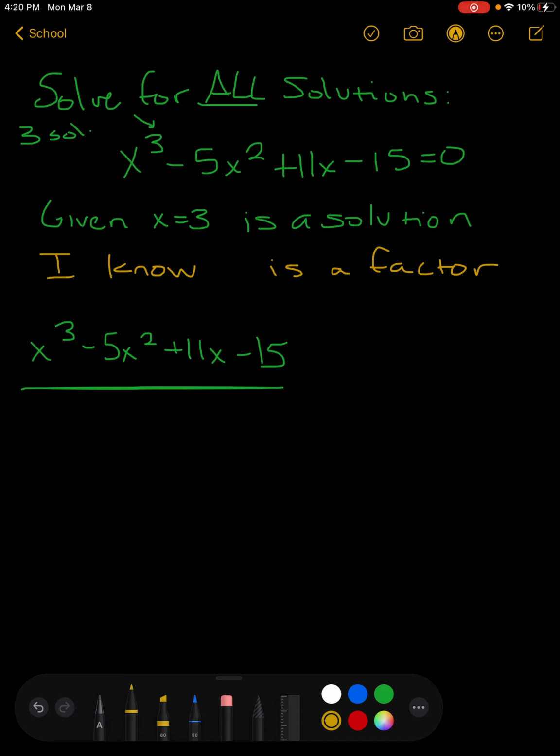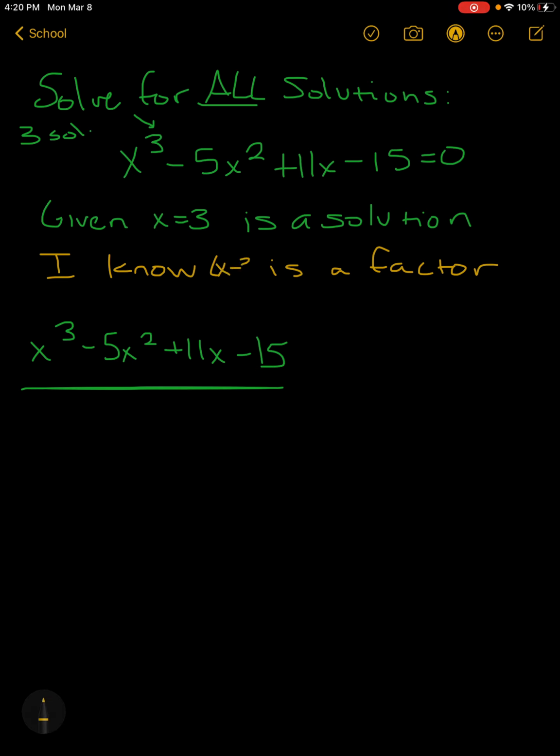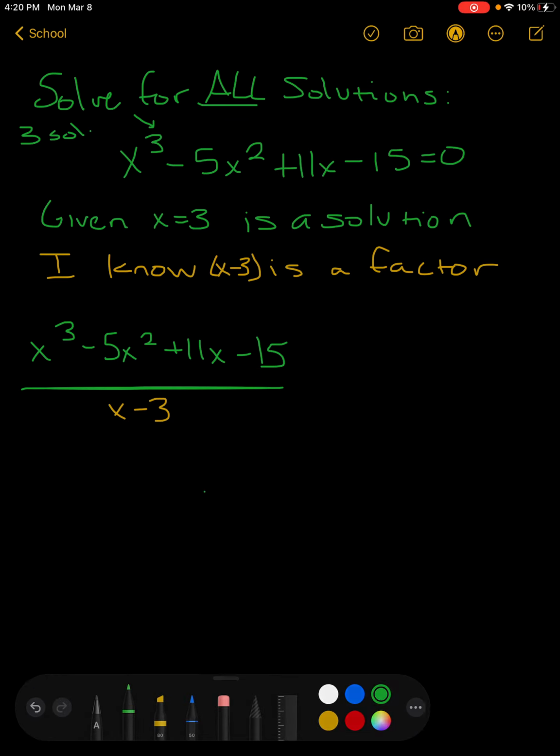Well, I know that if x equals 3 is a solution, then x minus 3 is a factor. And that factor is my divisor that I'm going to use. So I'm going to divide the cubic by the factor of x minus 3. So time to set up my box.